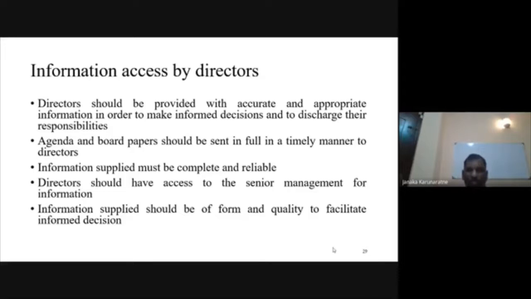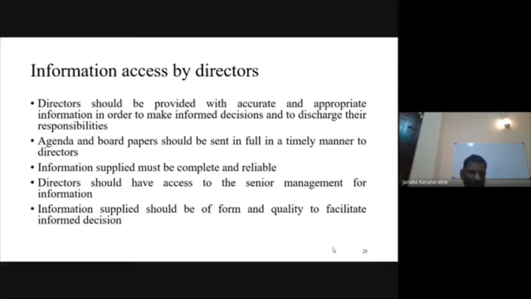Also, the agenda and board papers should be sent in full in a timely manner to directors. Non-executive directors are not full-time members, and they may have other engagements in the respective institutions where they work, so they have other work to be done. In order to get prepared for the board meeting and the board discussions, the board papers should be sent in full in a timely manner. Generally, at least a few days before the meeting, they should get this information in full. If they don't get the information, they may not be able to participate actively in the discussion while the board meeting is going on, and so they may not be able to contribute in full.